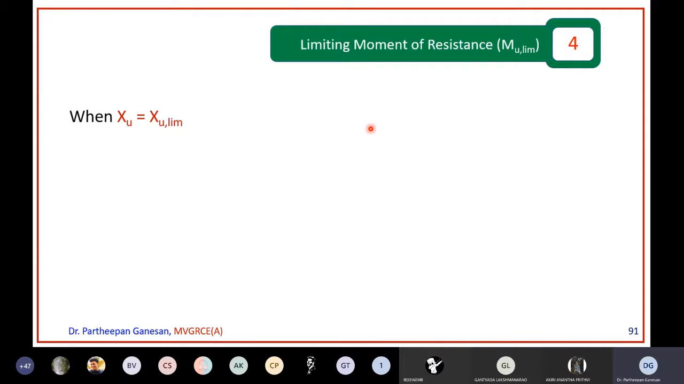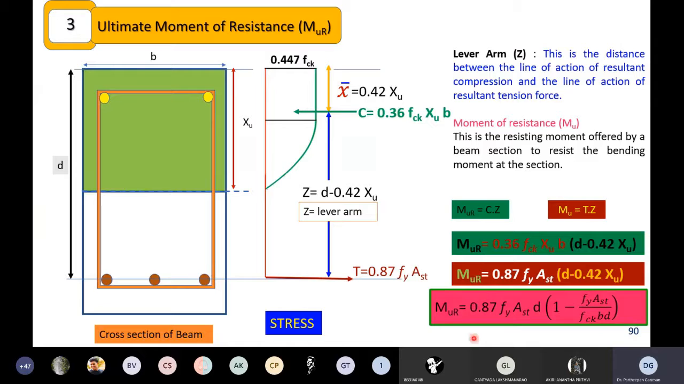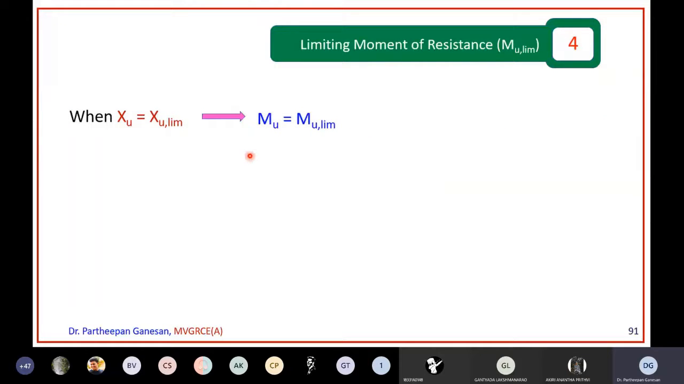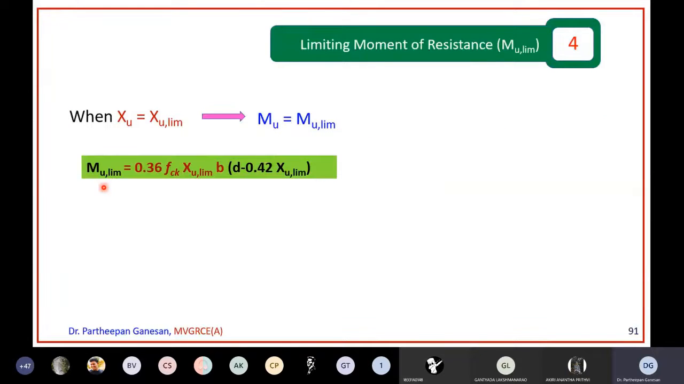In the previous case, you found out Mu. Instead of Xu here, if you substitute Xu limit, then you will get Mu limit. That's what they are saying. So Mu limit is equal to 0.36 FCK Xu limit, instead of Xu you have Xu limit, into B into D minus 0.42 Xu limit. So what is your original Mu equation?